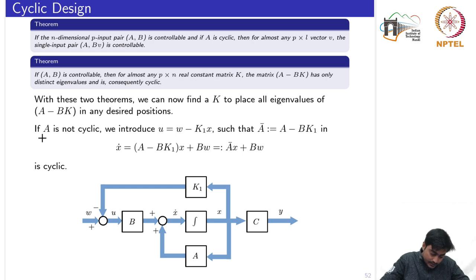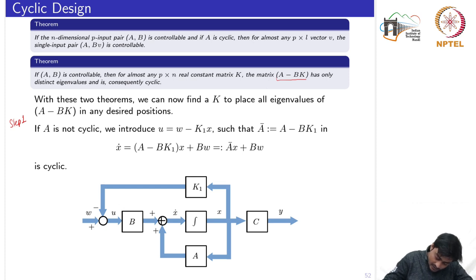So let's see. First case, consider that the matrix A is not cyclic. Now if the matrix A is cyclic, we can directly go to step 2. This you can see as step 1, which we need to carry out if the matrix A is not cyclic. Now by using the second result, we can get rid of this non-cyclicity of the matrix A, because we can select any K to make this closed loop state feedback matrix a cyclic matrix.